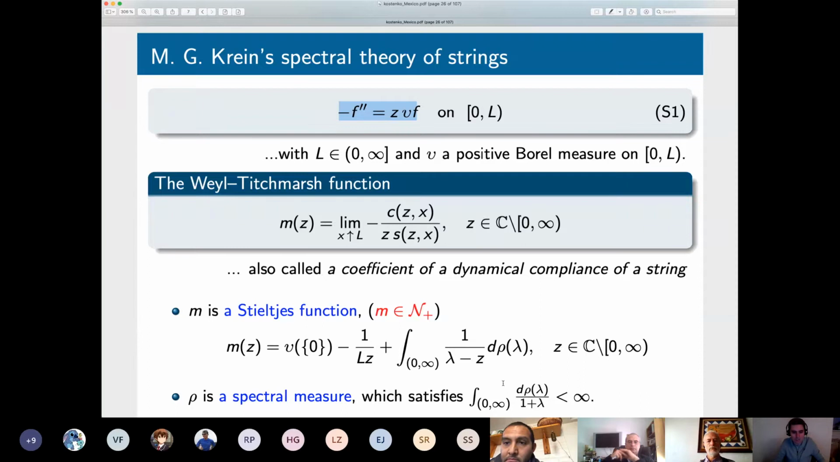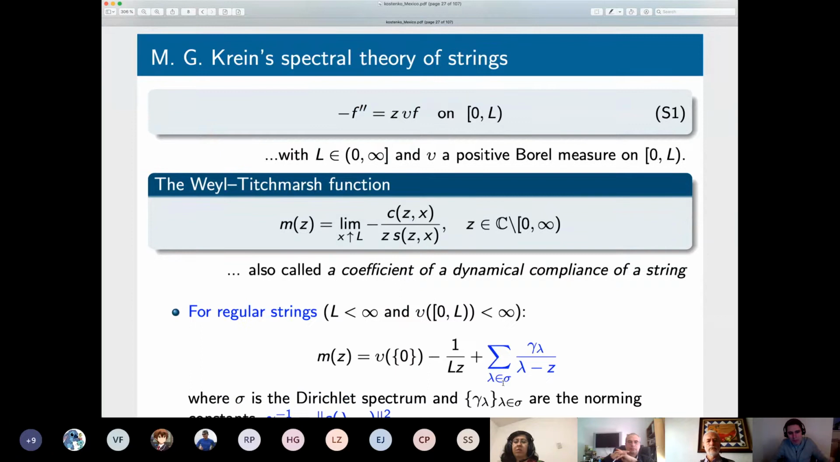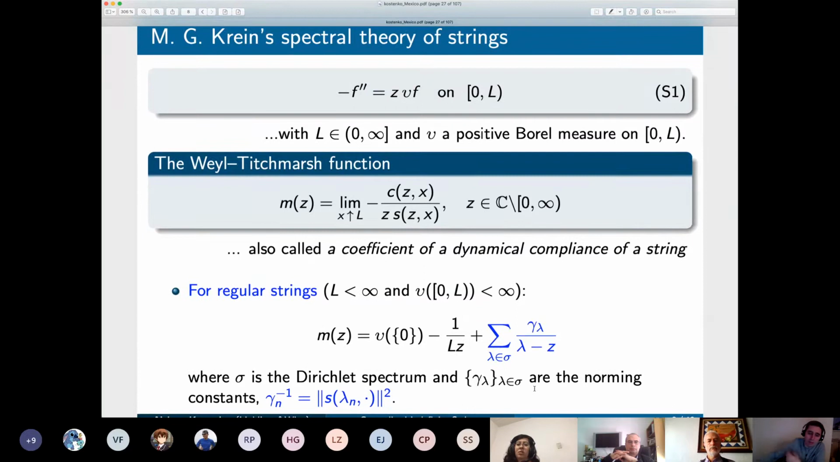So in particular, in the case of a regular string, M is meromorphic and the integral representation is nothing but this nice sum here, where the poles are exactly the spectrum of our spectral problem, and the gammas are exactly the norming constants, which are defined as reciprocals of norms of the corresponding eigenfunctions, which are exactly sine solutions evaluated at the eigenvalues. Well, so what I'm trying to say is the following.